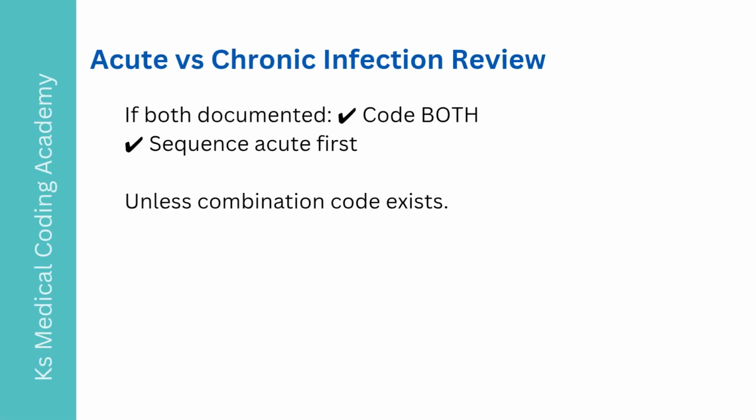Acute versus chronic infection review. When both acute and chronic infections are documented, code both conditions. Sequence the acute infection first unless a combination code exists.